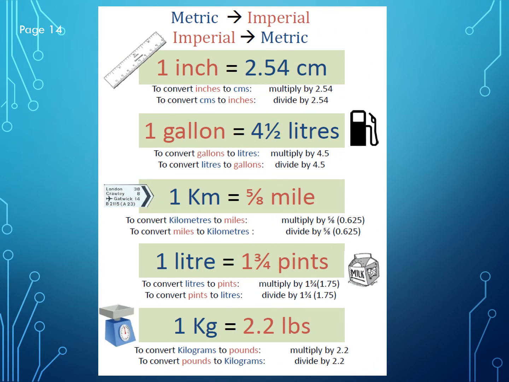So let's have a look at this PowerPoint slide here. In the blue, you can see metric measurements, and in the red, you will see imperial measurements. Straight underneath each of the boxes there's something there, and it says to convert inches to centimeters, you multiply by 2.54. However, if you want to convert from centimeters to inches, you do the reverse, which is to divide by 2.54. And we've got gallons, kilometers, liters, centimeters, miles, pints, and pounds and kilograms.